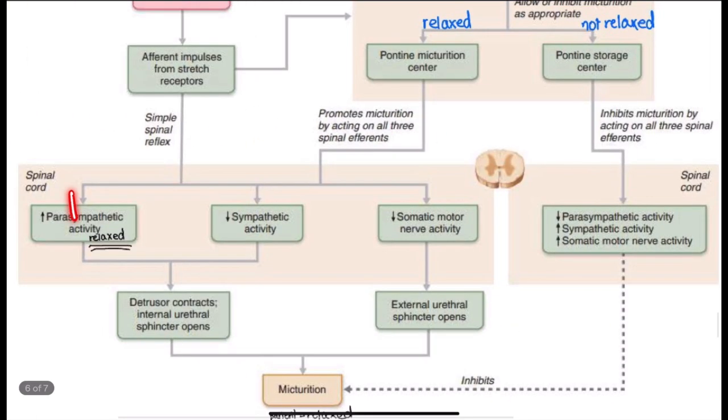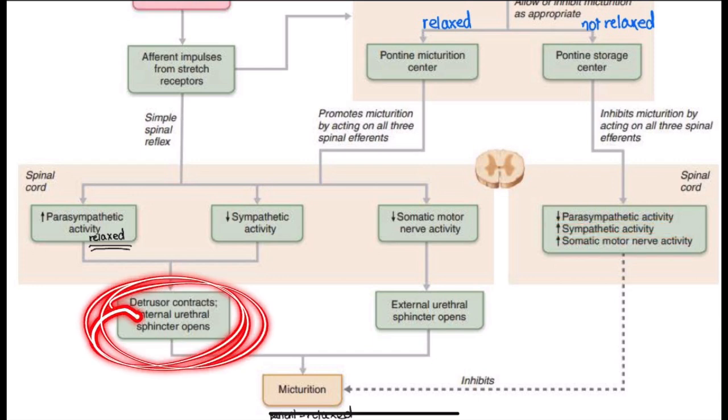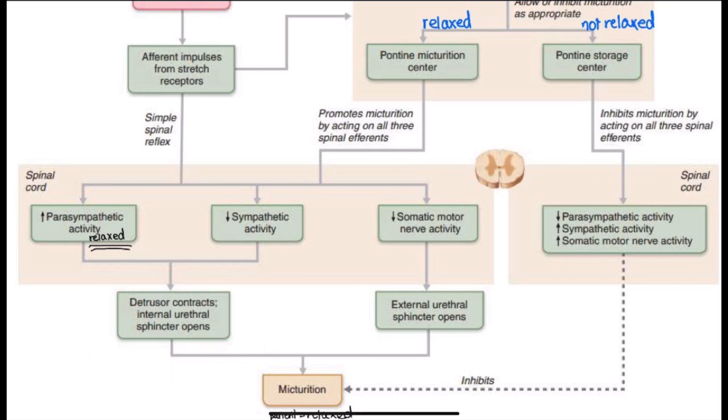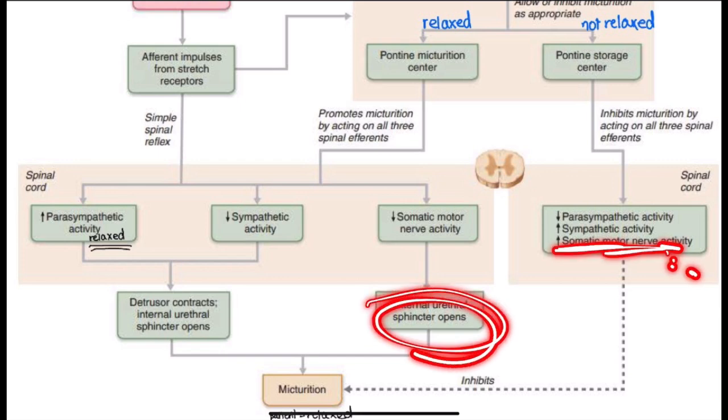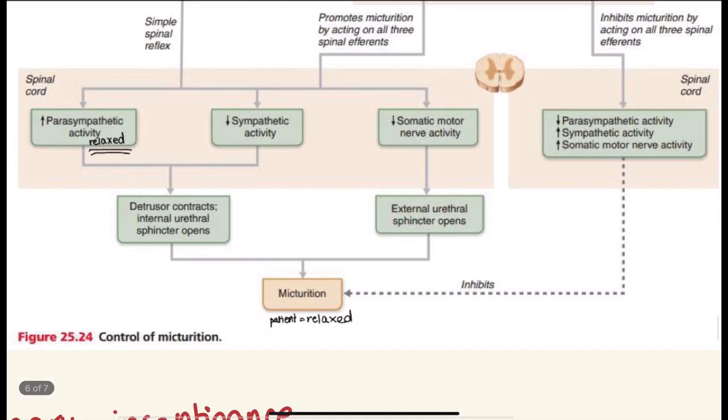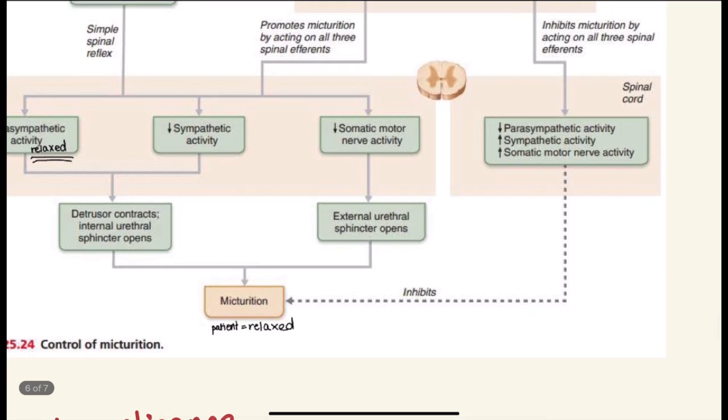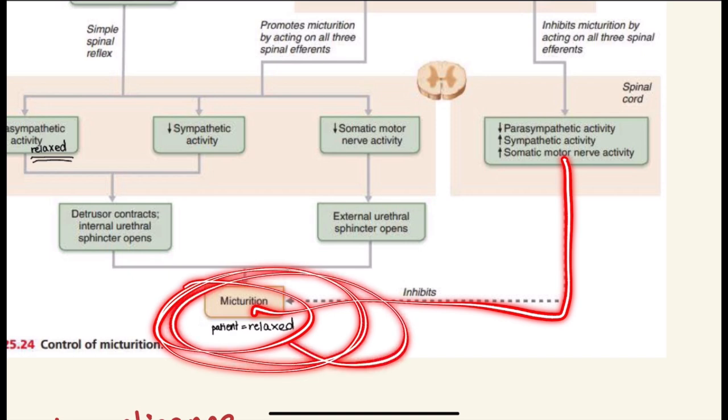So decrease the parasympathetic. When you decrease the parasympathetic, you're not making the person relax. You're not opening the internal urethral sphincter. When you increase the sympathetic, again, you're going to have a negative effect over here. And when you increase the somatic motor nerve activity, what happens? The external urethral sphincter is going to close. All of this together would inhibit the process of micturition.